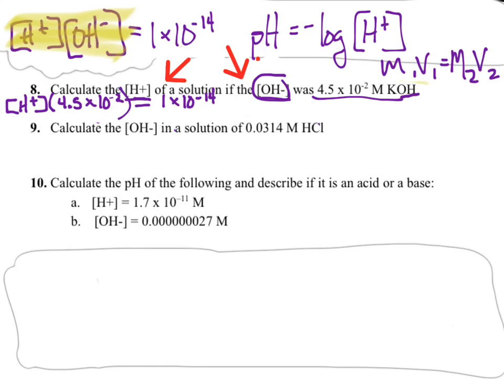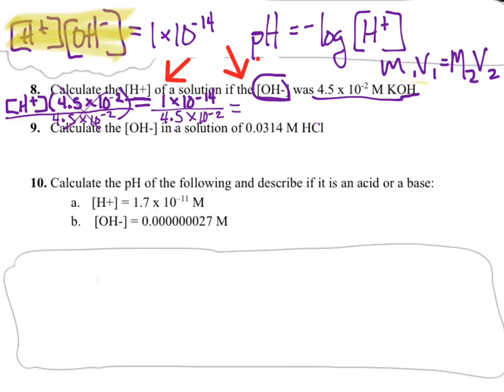Okay, now to get H plus by itself, we're going to need to divide. We're going to divide by 4.5 times 10 to the negative 2 on this side, and then divide by the same amount, 4.5 times 10 to the negative 2, on the other side. They're going to cancel out on the left-hand side to get hydrogen ions by itself, right? And on the right-hand side, we're going to plug into our calculator 1 times 10 to the negative 14 divided by 4.5 times 10 to the negative 2.